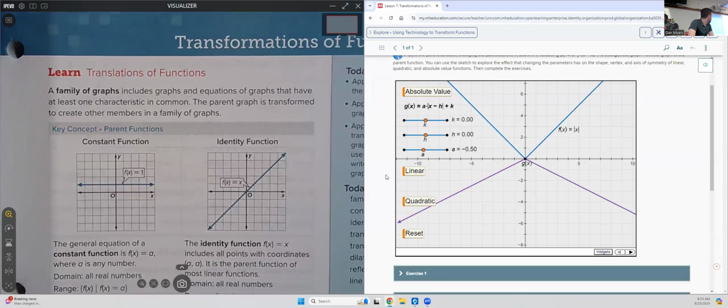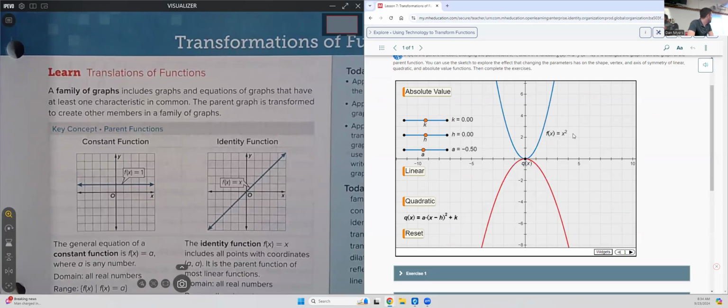If we're talking about linear, the simplest form would be f of x equals x. That would be the blue line right here. That would be a slope of 1 and a y-intercept of 0. If we're talking about quadratic, it would be f of x is equal to x squared. There's no other numbers aside from the x and then whatever symbols we need for that particular one.